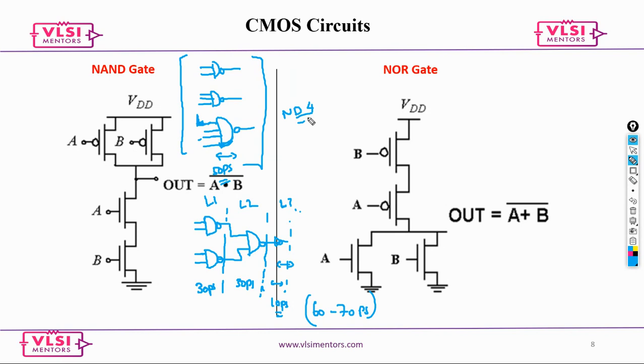To answer your question, in the case of NAND we don't have any problem, but in the case of NOR 4 we have a problem. We don't prefer NOR 4 in our designs, so we have to cascade it. But with NAND, we have no problem increasing the number of inputs.